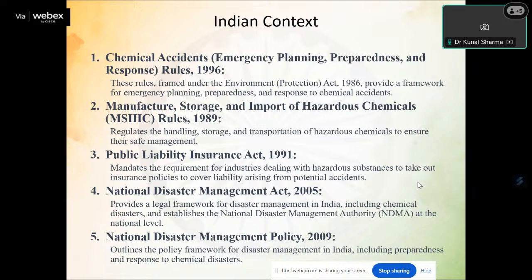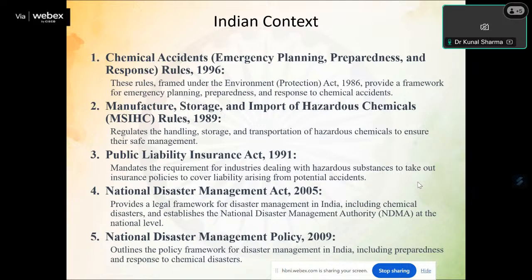Then, plus CAEPPR 1996, we have one more important rule, that is the MSIHC rules. The Manufacture, Storage and Import of Hazardous Chemicals Rules 1989 regulate the handling, storage, and transportation of hazardous chemicals to ensure their safe management. Both these rules come under the Ministry of Environment, Forest and Climate Change, which is the custodian and rule-making body. In these MSIHC rules, there are three schedules that list the chemicals which are treated as hazardous chemicals, and with the help of the MSIHC rules only, we can ascertain whether a particular unit comes under major accident hazards or not.